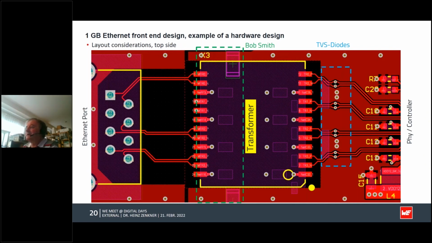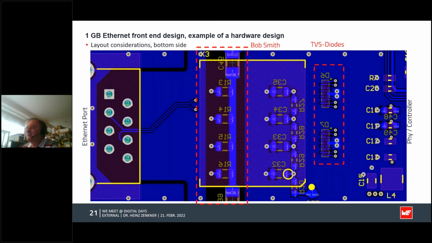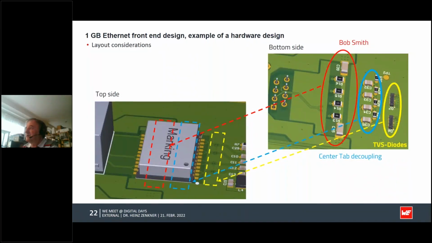The next slide shows again the TVS diodes and the Bob Smith termination. Again, that's the bottom side of the PCB. Here you see the TVS diodes. Here again in the 3D view, the bottom side with all the assembled components, and here the top side.